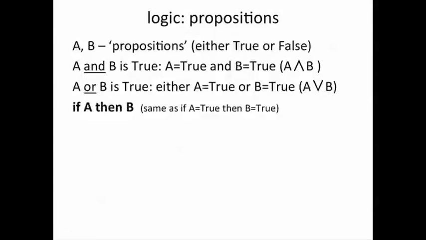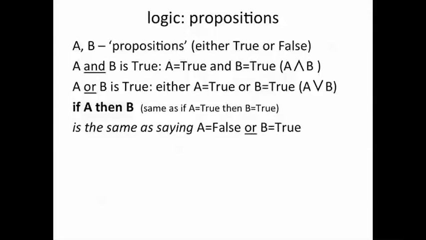Now comes the interesting part. Suppose we have a rule that says if A, then B, which is the same as saying if A is true, then B is true. The kind of things that we've seen before. If X is the president of C, then X is a leader of C, or the leader of C.